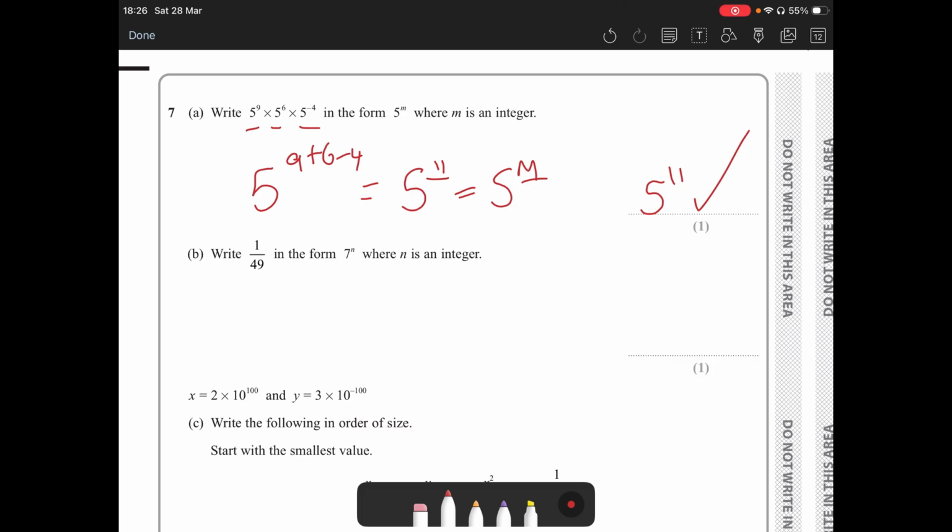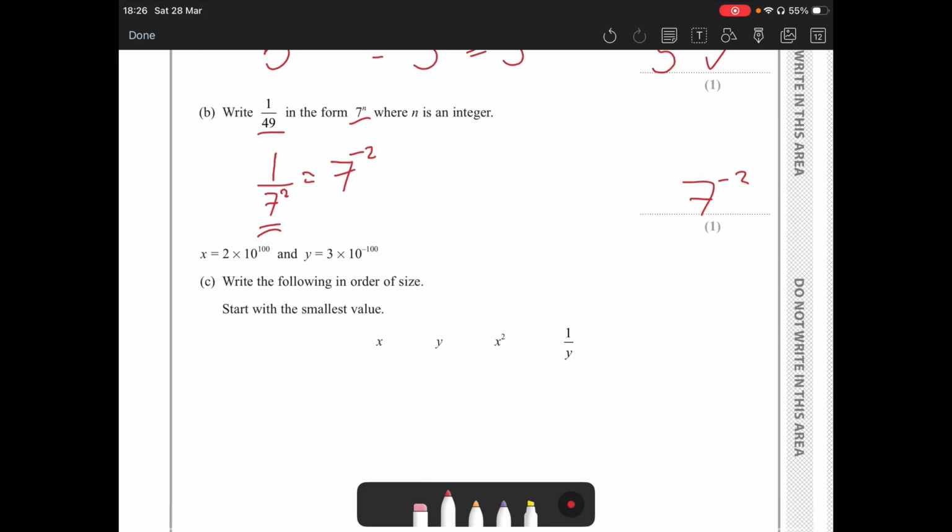Now, interestingly, I know the relationship between 1 and 49 is that 49 is 7 squared. And I also know that you can rewrite any 1 over questions as literally the bottom number, if you put a little minus sign there. That's how we do it. So it's 7 to the negative 2. Okay, and that's the answer to B.